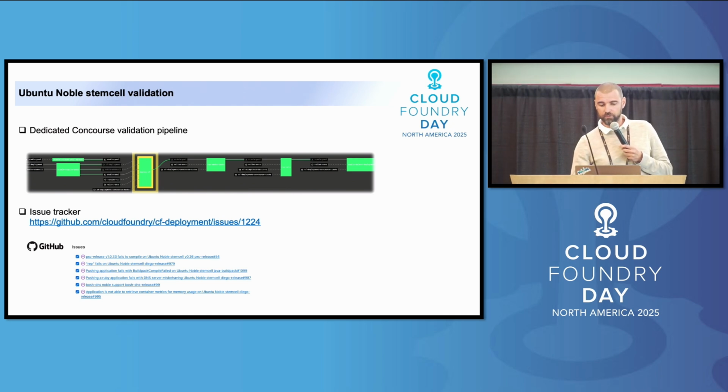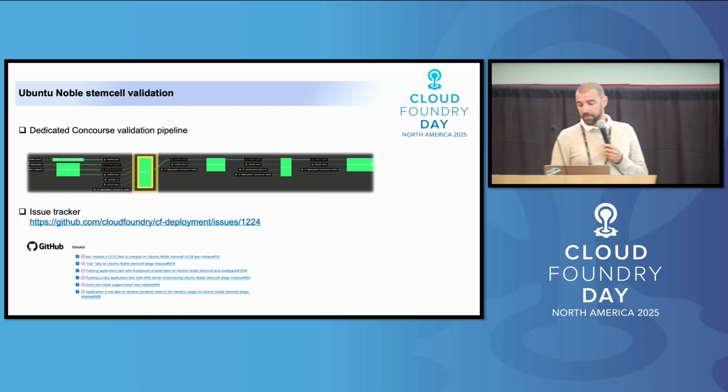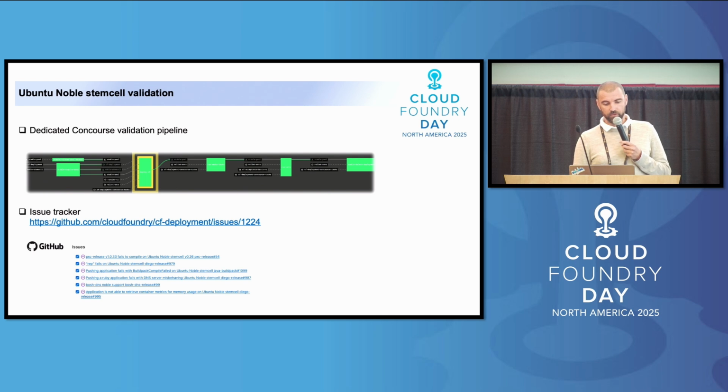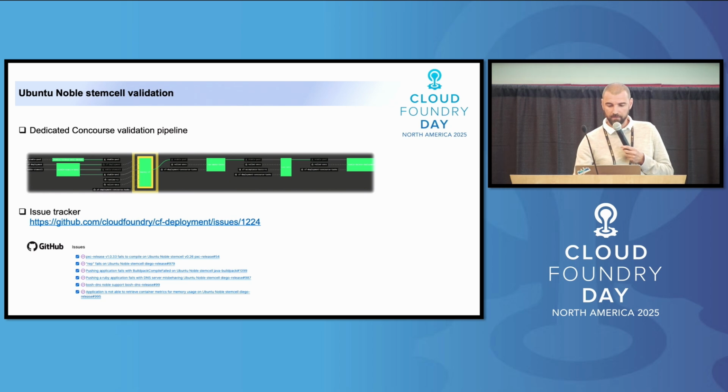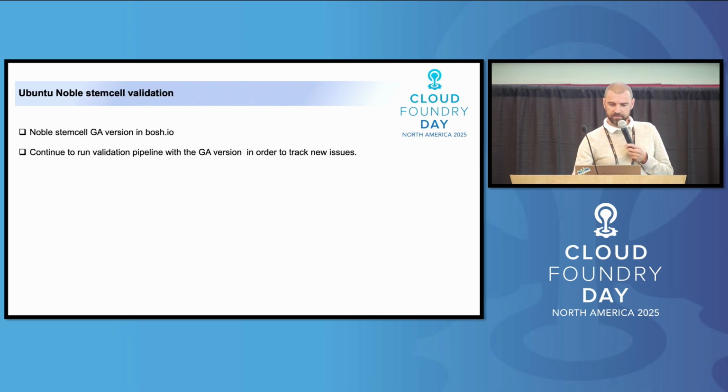Again, we collected all the issues that appeared during the operation of the pipeline and started working in collaboration with the colleagues to solve them. After a couple of iterations and solving all the issues in the issue tracker, the pipeline went into a green state, and it is currently running regularly. The next step would be for the community to release the GA version of Noble. And from our side, we will continue to run the validation pipeline with the GA version in order to monitor for potential new issues.